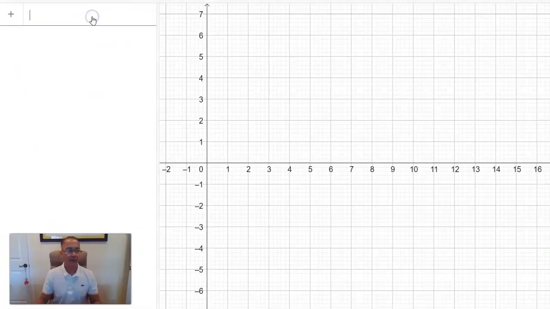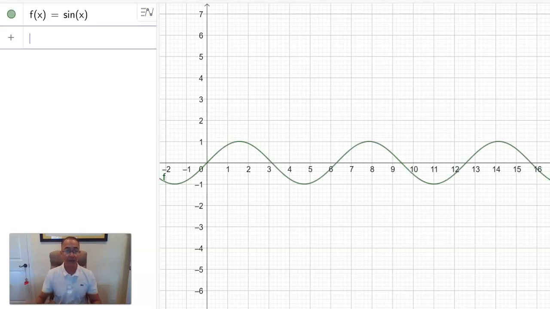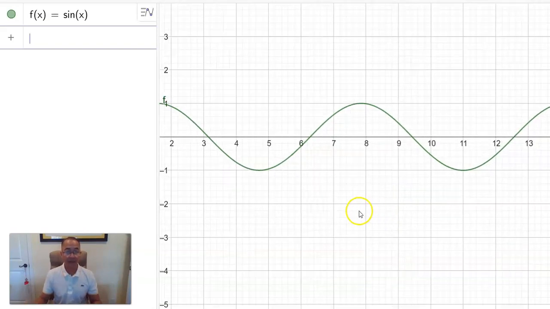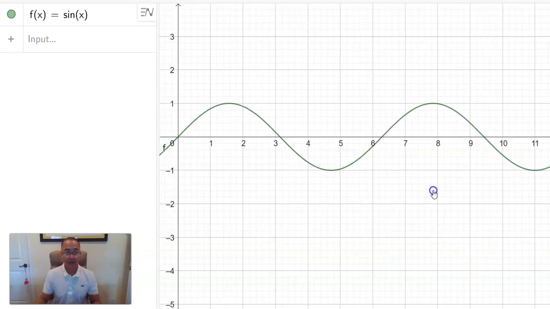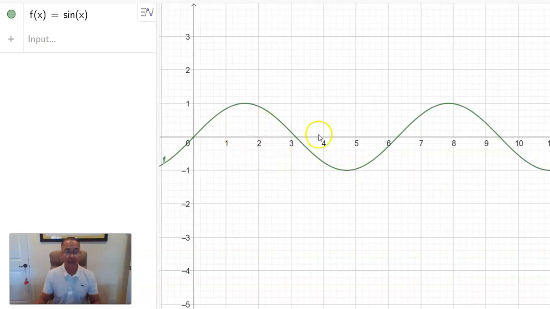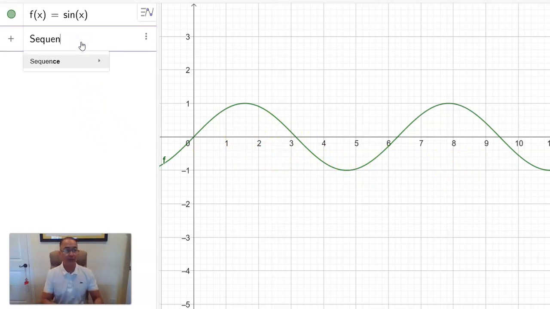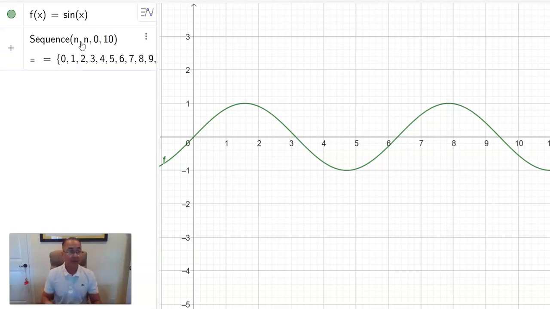All right, so here's another fresh GeoGebra screen. So yeah, you know what? Let's start with just the sine function. f(x) equals sine of x. Okay, so everybody knows what that looks like. And now let's plot sine of n from 0 to 10. Let's see what's going on. So sequence, and we will have from 0 to 10, but instead of n, we will have sine of n.